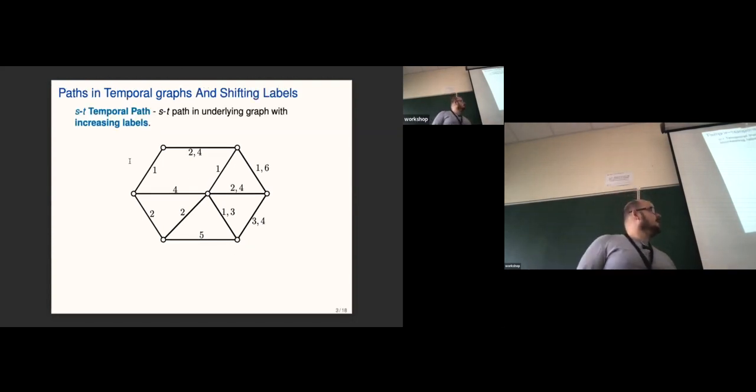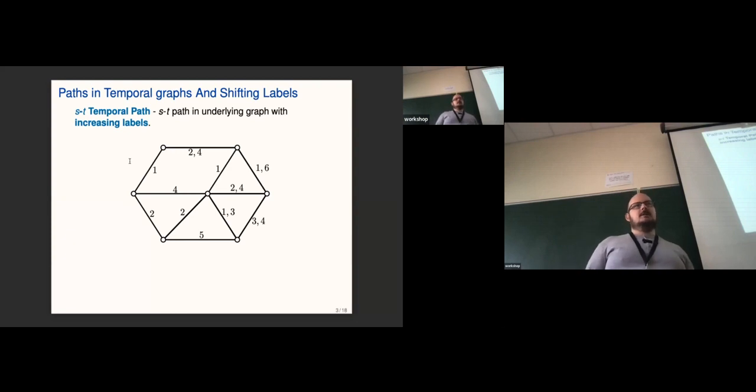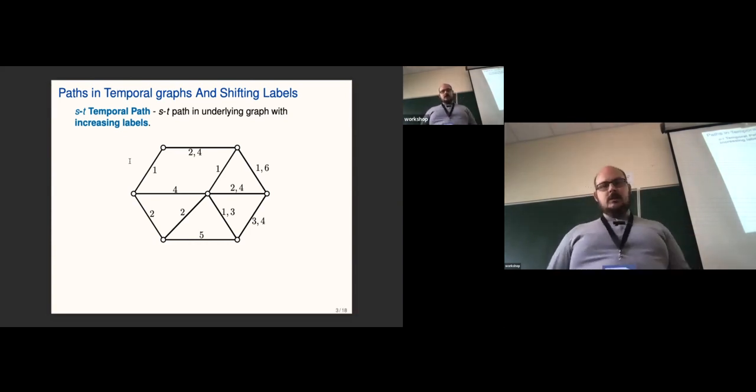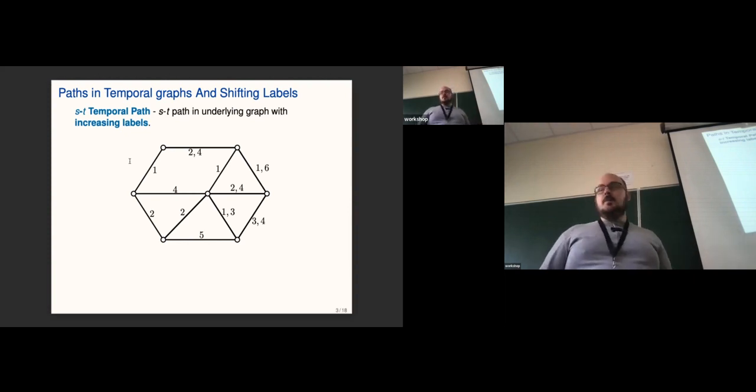Since we are speaking about reachability in these temporal graphs, we need to define what a path is, because to define reachability we need to know how we can connect. Again, we can have different definitions of what a path in a temporal graph could be, but we will now focus only on a single definition, where we want a path that is a path in the underlying graph but also has increasing labels.